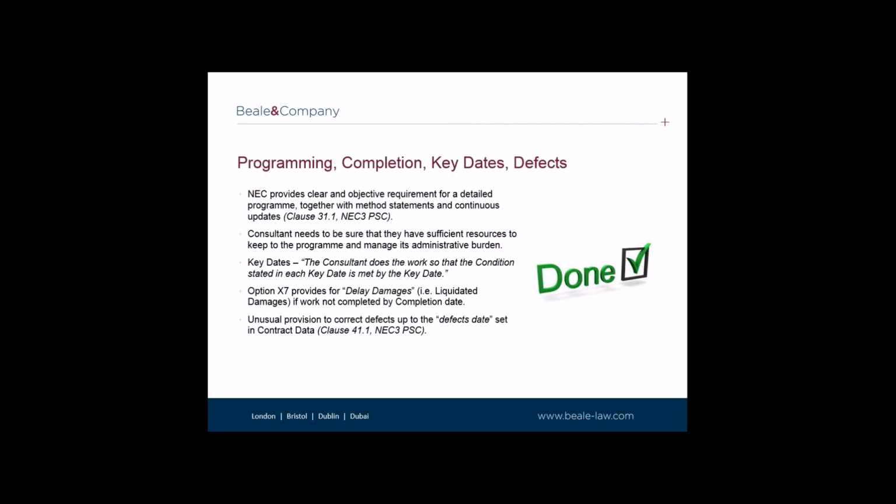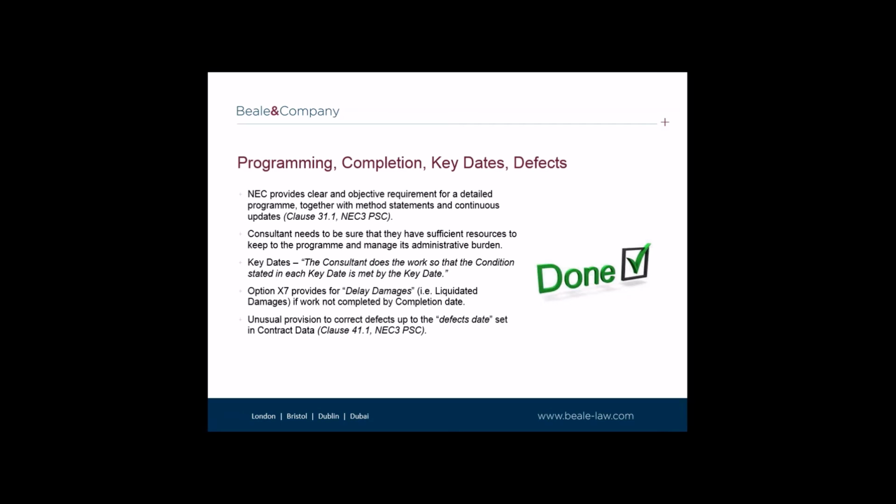As set out in clause 31.1 of the PSC, the consultant must prepare and submit the programme to the employer for approval in accordance with the time specified in the contract data. Clause 31.2 then goes on and sets out in some detail the items which the consultant should include on their programme, including such things as key dates, completion dates, and provisions for time risk and float.